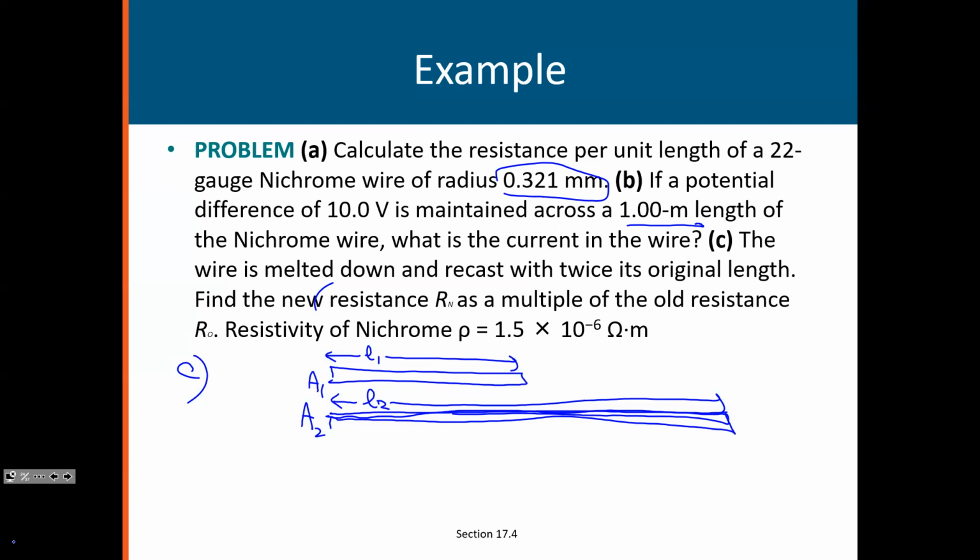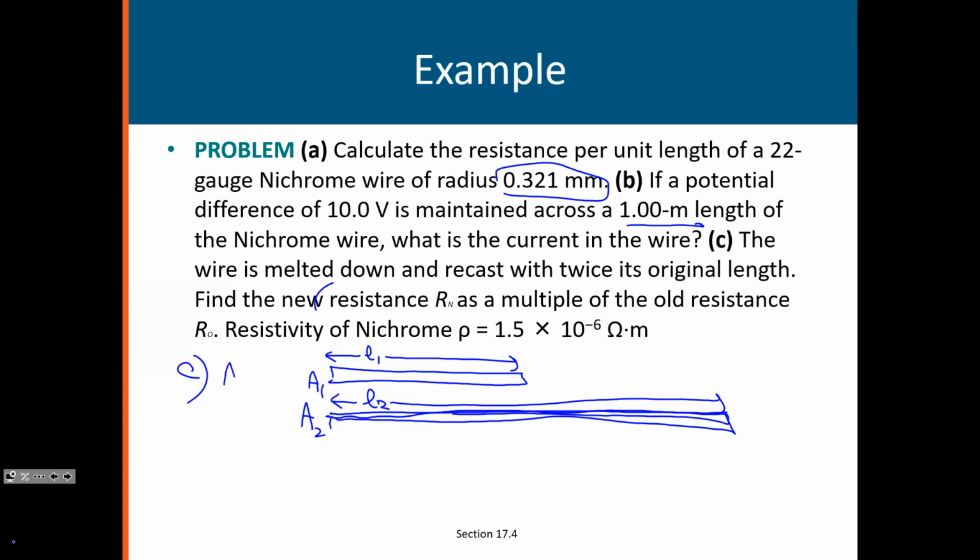Twice its length. Okay, I understand, but can you convince it mathematically? I mean, what is constant here and here? This wire and this wire, it is the same wire, right? The amount is the same. The volume of this wire is the same as the volume of this. Can you agree? Volume is the same.